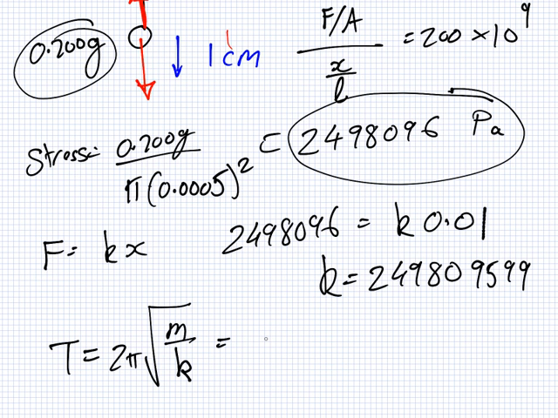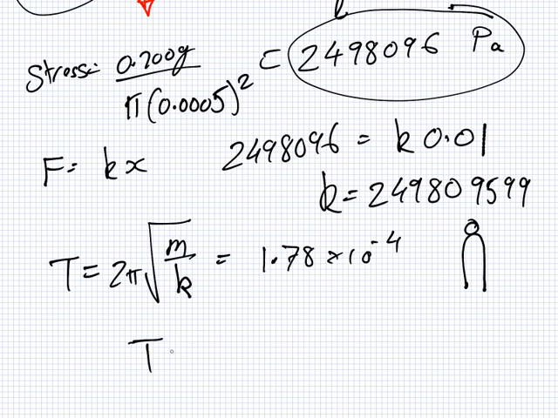So here you get 1.78 times 10 to the minus 4. But that's the time to go up and back down. You just want the time to go up to the top. So what do I need to do to this answer? That's it. 8.89 times 10 to the minus 5 seconds.